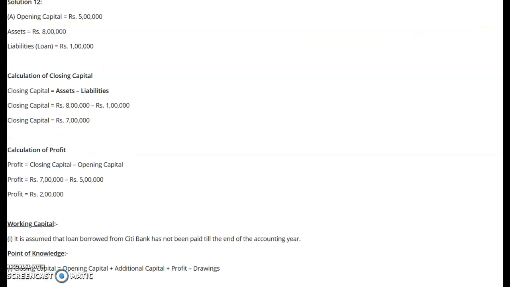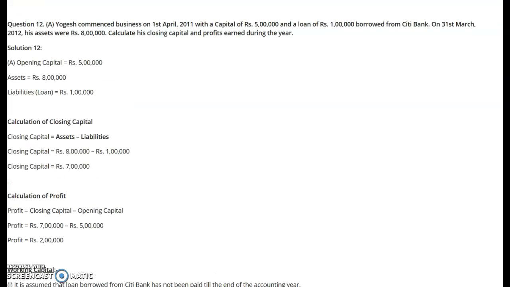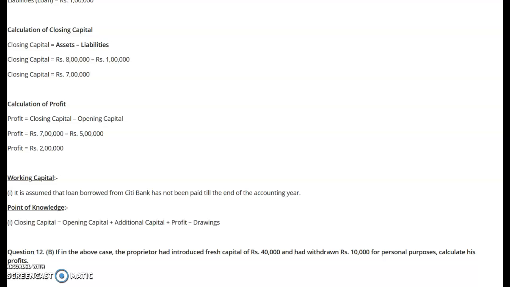Then we have to find out the profit. Profit will be found by comparing the closing and opening capital. See here, closing capital is given 7 lakh. Opening capital we have been given 5 lakh. So automatically the amount of profit will be 2 lakh, because closing capital balance increased over the opening capital balance. So this way we found the amount of closing capital as well as the amount of profit.